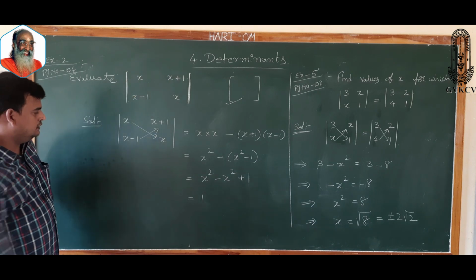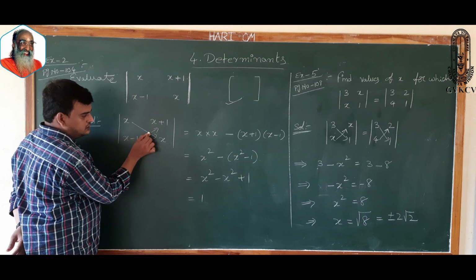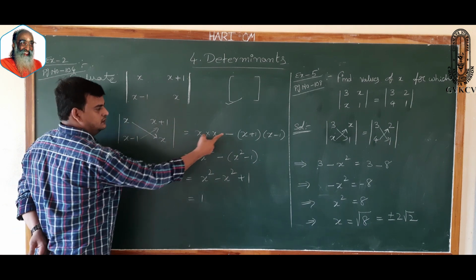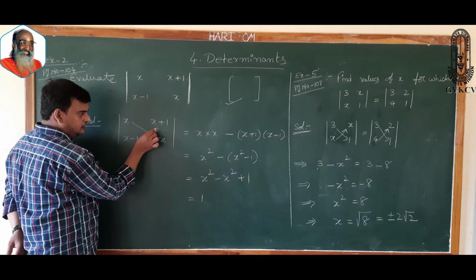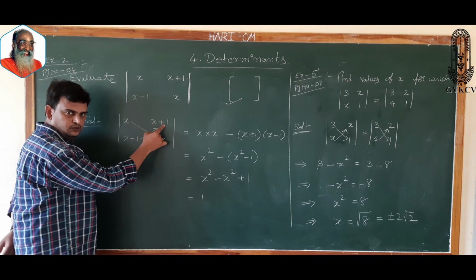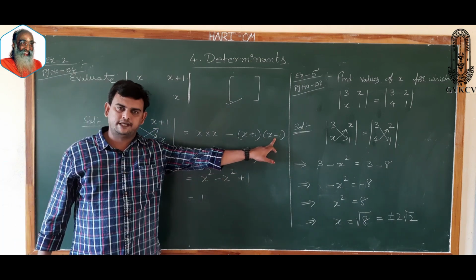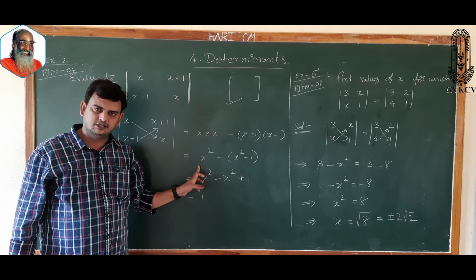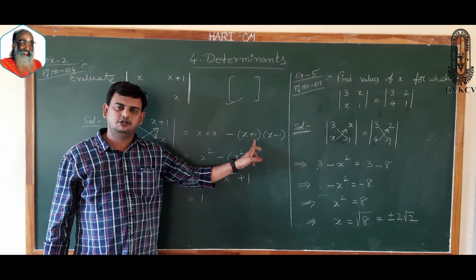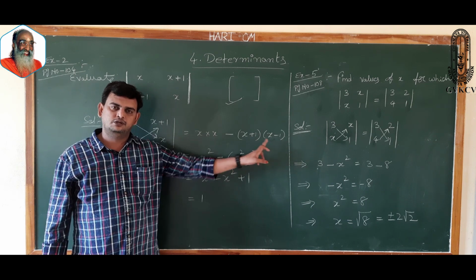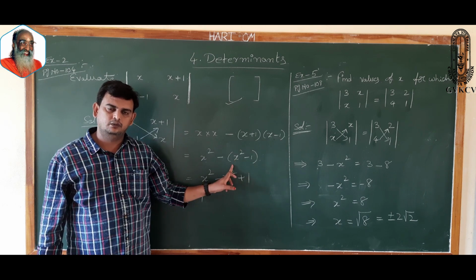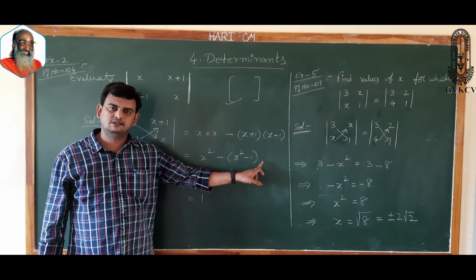So as we know, first we go for the cross multiplication of the principal diagonal elements, x into x, minus the other diagonal elements' product, x minus 1 into x plus 1. So we have x plus 1 into x minus 1. X into x gives us x square, minus x plus 1 into x minus 1, like a plus b into a minus b. So a plus b into a minus b is nothing but a square minus b square. By using that identity, we can write x square minus 1.